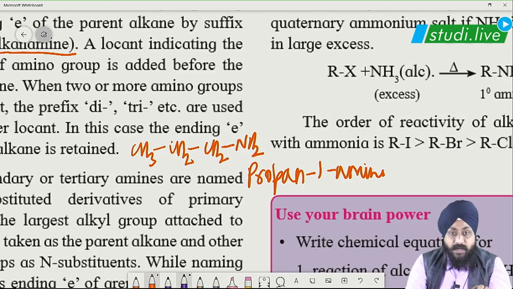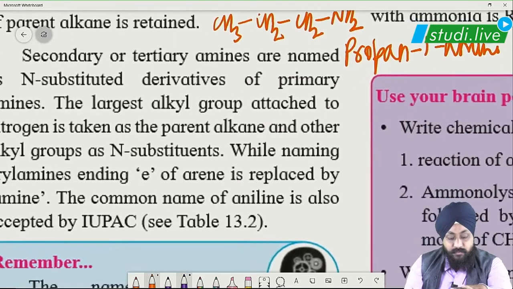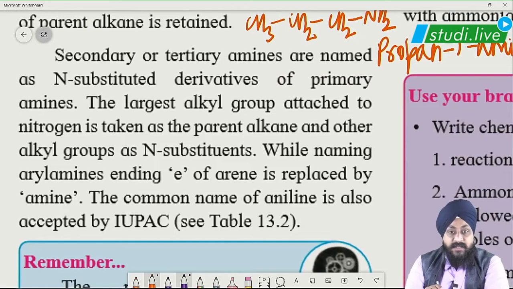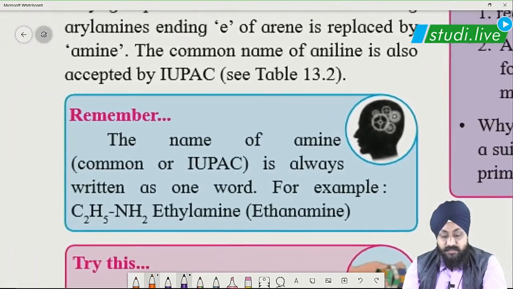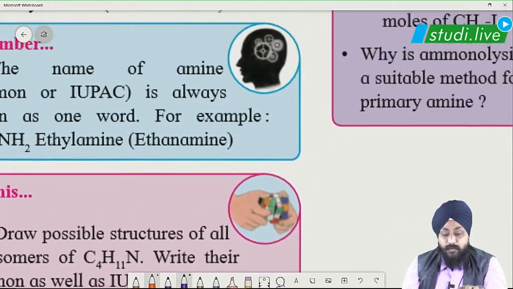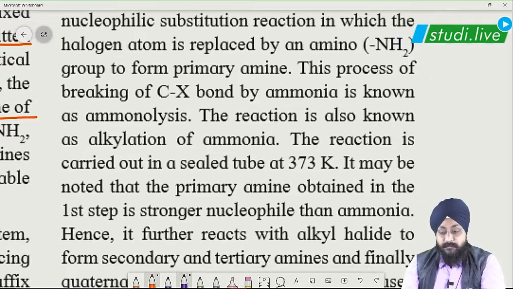Now, secondary and tertiary amines are named as N-substituted derivatives of primary amines. The largest alkyl group attached to nitrogen is taken as the parent alkane, and the other groups are considered as N-substituents. And while naming arylamines, the ending E of the arene is replaced by amine.